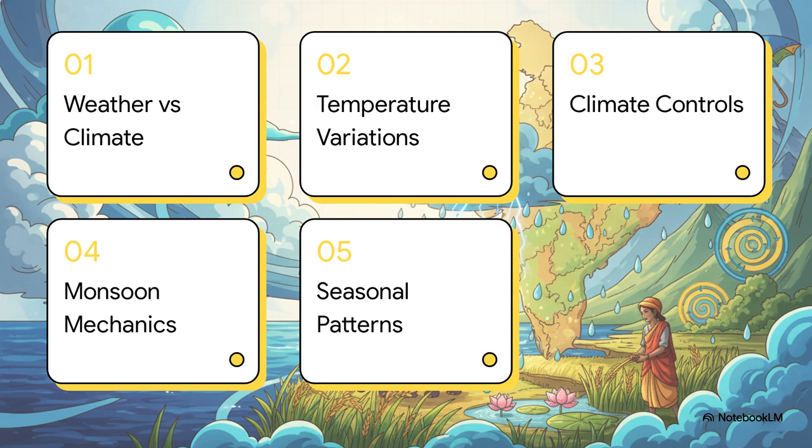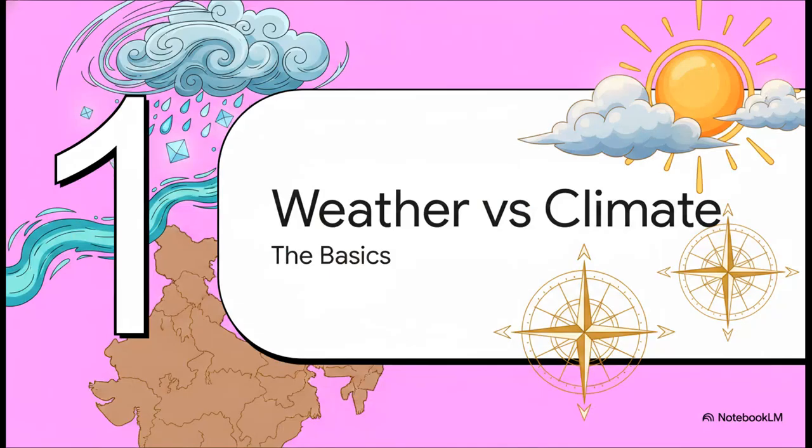Okay, let's dive into this. To completely master the syllabus, we've broken the chapter down into 5 essential pillars. 1. Weather versus climate basics. 2. Regional temperature variations. 3. Core climate control factors. 4. India's monsoon mechanics. And 5. Monsoon seasonal patterns.